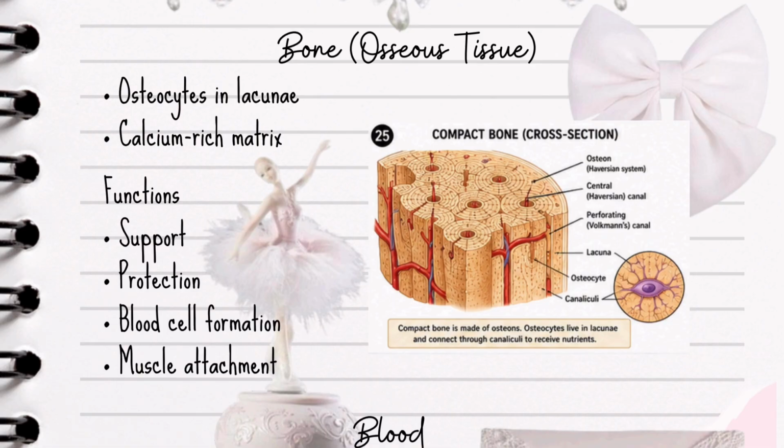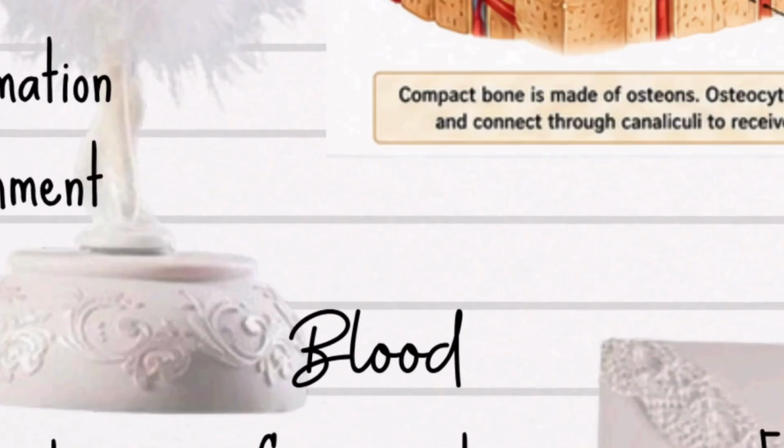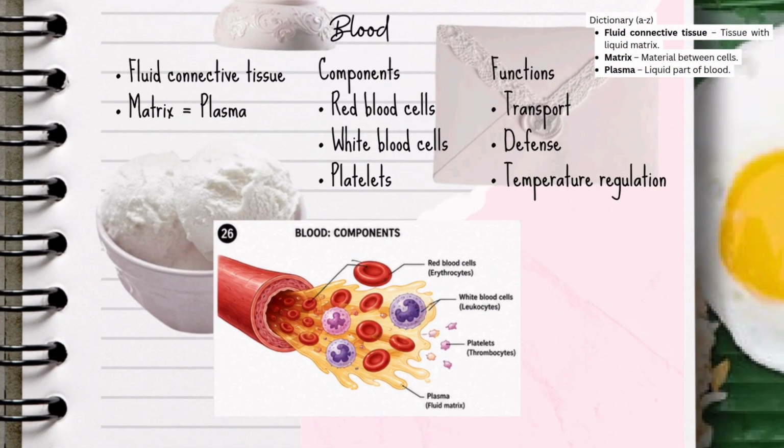The last specialized connective tissue is quite different from the others because it's actually a liquid: blood. When most people think of connective tissue, they imagine something solid. But blood is also classified as connective tissue because its cells are suspended in an extracellular matrix. Unlike cartilage or bone, blood has a liquid matrix called plasma. Floating within the plasma are 3 main components.